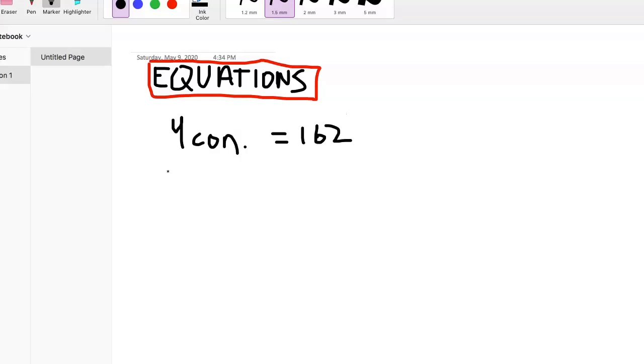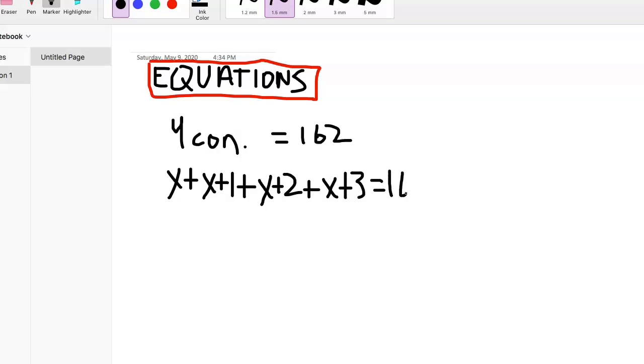Okay, so how do we write this in math? We start off with x, that's our first integer. Then the next integer is going to be 1 greater than x, so x plus 1. And you can probably guess what the next two are going to be, right? 1 greater than 1 is 2. And one more time. All that equals 162. Okay, now we got something we can work with.